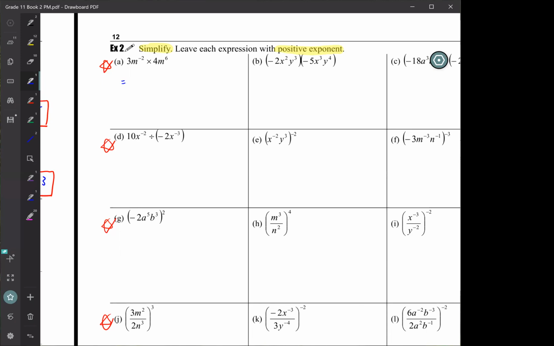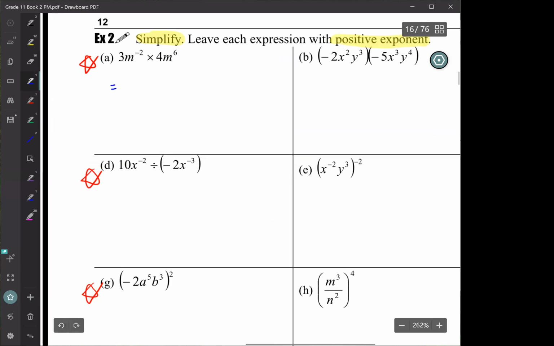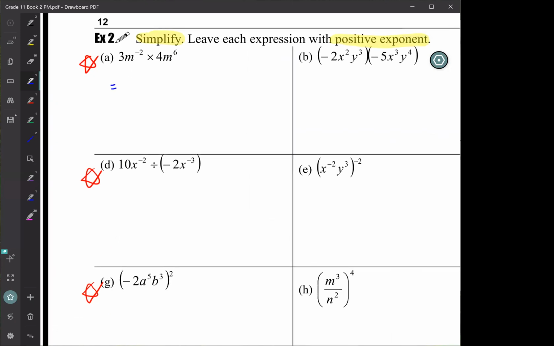4m to the power 6 over 3m squared. Oh, we are multiplying. Just start multiplying. Use the exponent rules. Oh, isn't 3m squared like negative? So to make it positive, you have to make it a denominator. I see you are going that way.